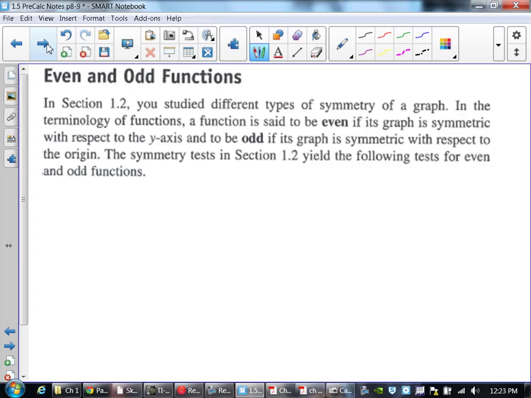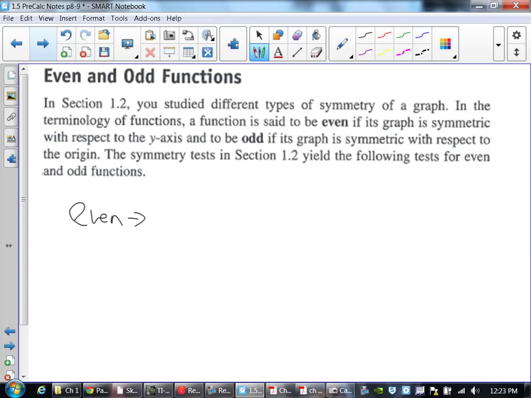Anyway, even and odd functions. You may or may not have seen some of that last year. It's one of those things that you can work with. What happens is, if it's even, it has symmetry with respect to the y-axis. It can fold in on itself like this. Okay.